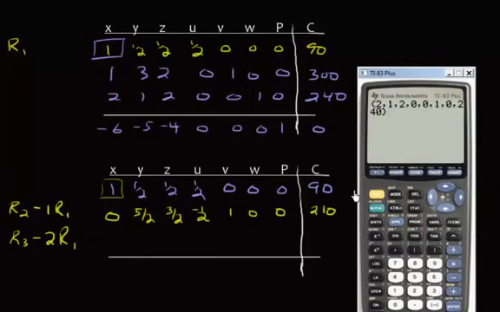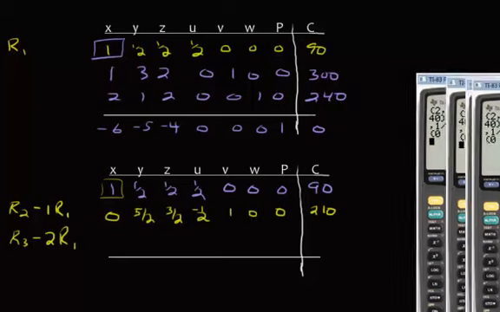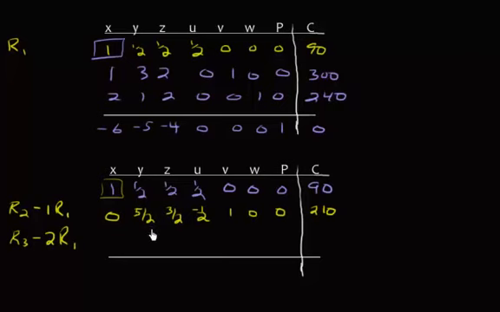And we're going to subtract 2 times row 1, again, my pivot row. We're going to press enter. And there we go. There's my new row 3. So let's go ahead and put that into the table. So we got 0, 0, 1, negative 1, 0, 1, 0, and 60.